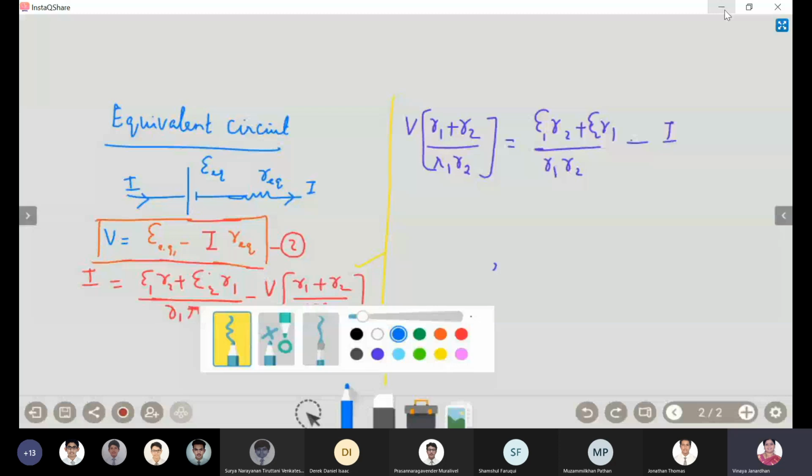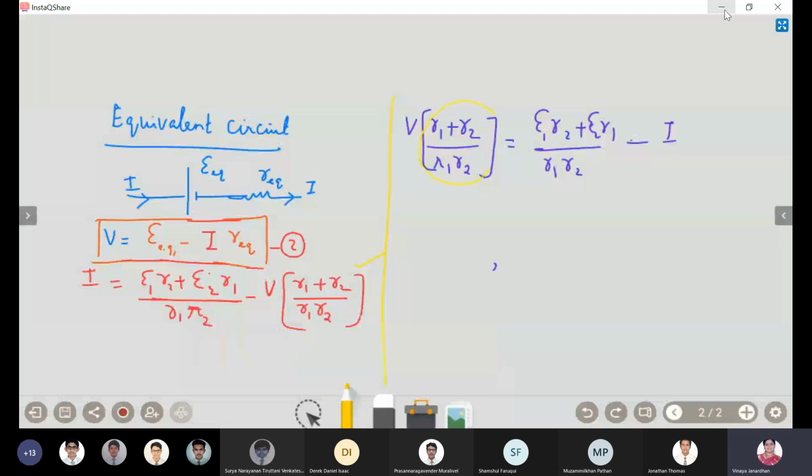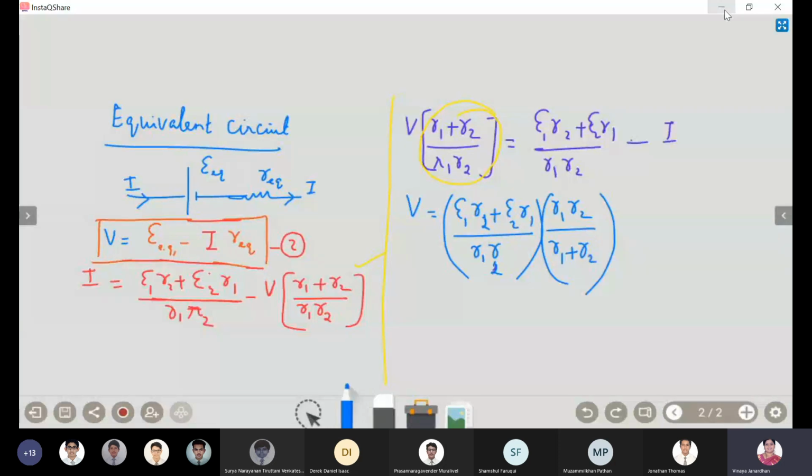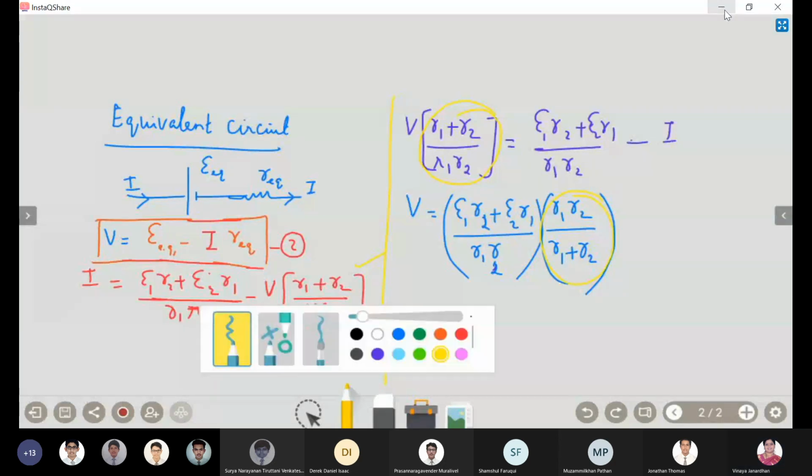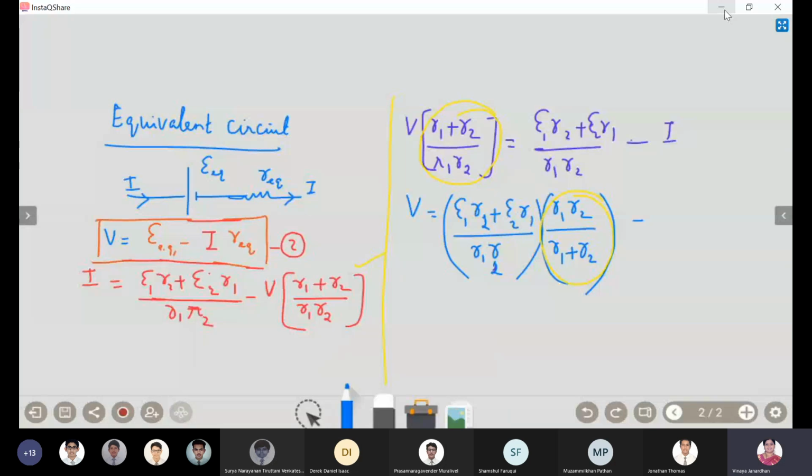Solve. I'll take this quantity to the other side. So V is equal to E1 R2 plus E2 R1 divided by R1 R2 into R1 R2 divided by R1 plus R2. Is that clear? Which quantity I have taken to the other side? Then minus I into R1 R2 divided by R1 plus R2.